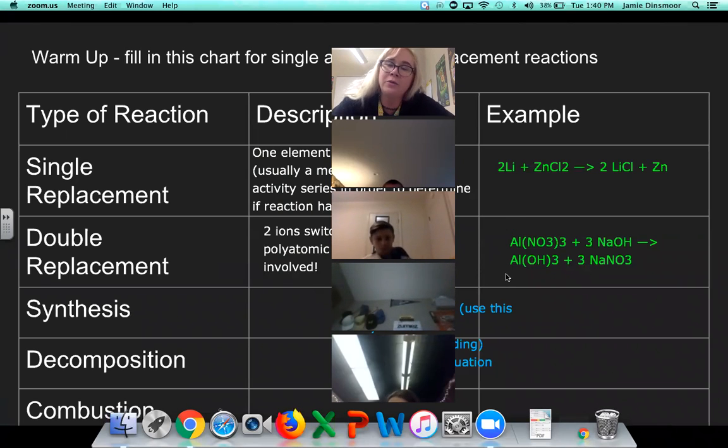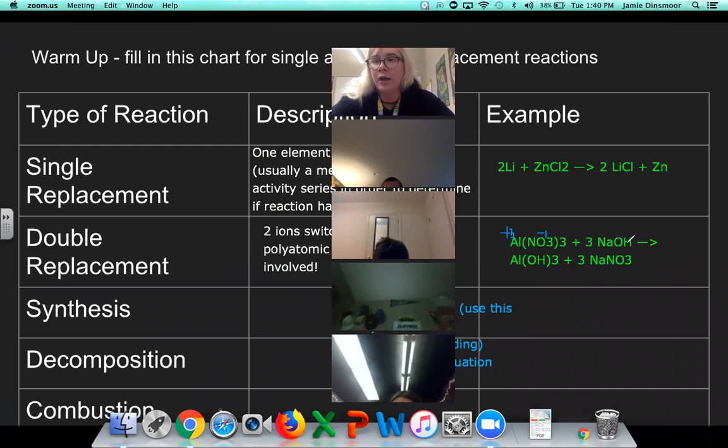So remember, we find those charges from the periodic table. Aluminum is in group 3. If you recall from last week, we talked about how to do this. Aluminum would have a charge of +3, and nitrate has a charge of -1. So we need 3 of them to bond with 1 aluminum, right? Because we need our charges to equal.